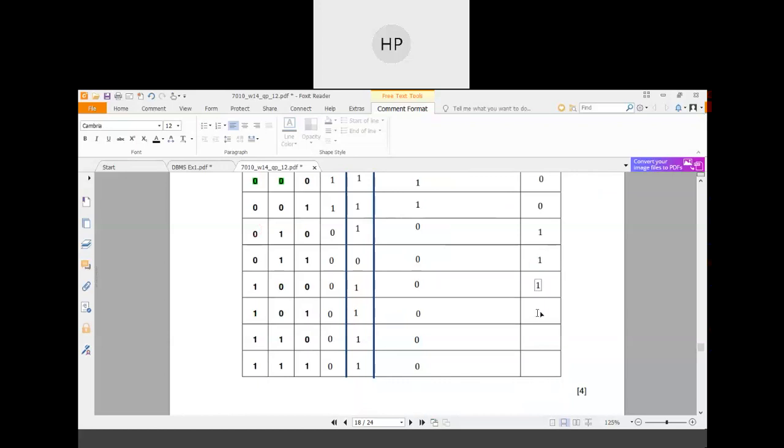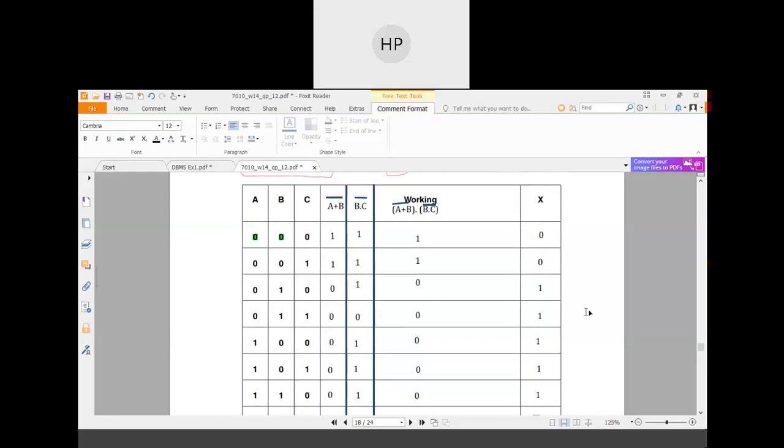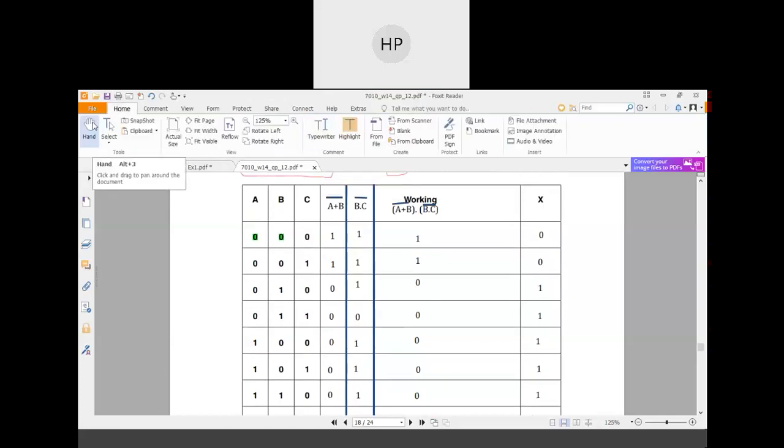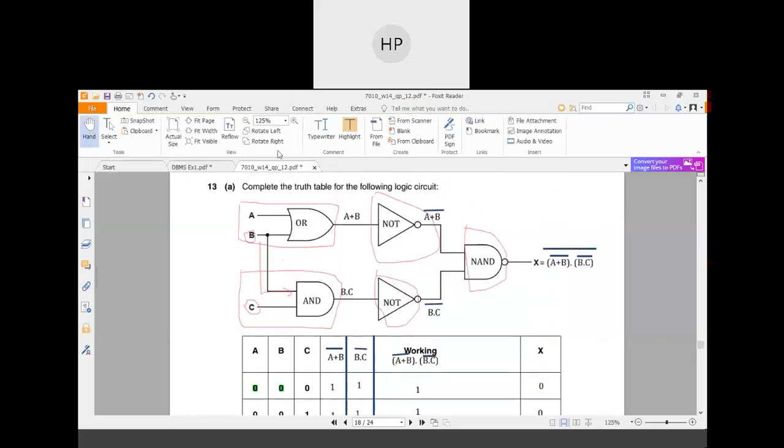1. 1. Here also 1. Again 1, 1, 1, and at the last also 1. Final one also 1.